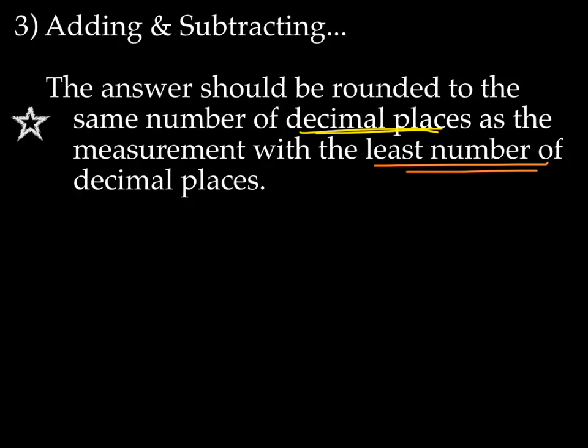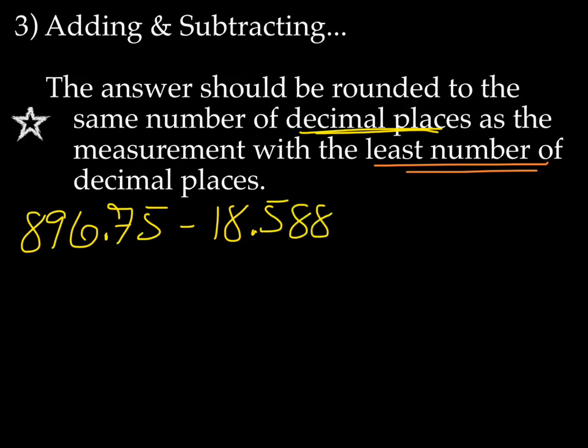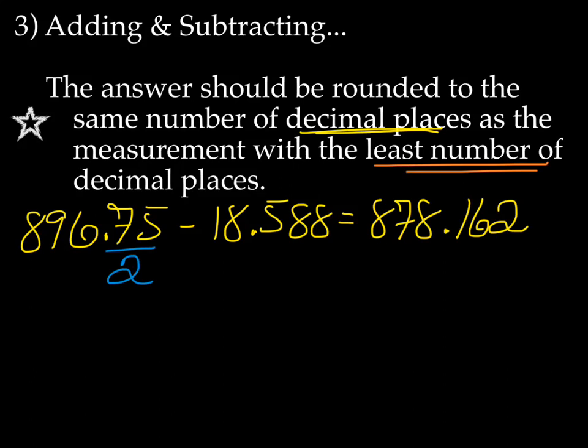Let's try a subtraction problem. Let's take 896.75 minus 18.588. Okay, once again, put that in your calculator, check my answer with yours. And I got 878.162. Now we've got to figure out how to round our answer. Remember, because we're subtracting, we're looking at the number of digits to the right of the decimal, not the number of sig figs. All right, so if you look at the first number here, we have 2 digits after the decimal, and the second number has 3 digits after the decimal.